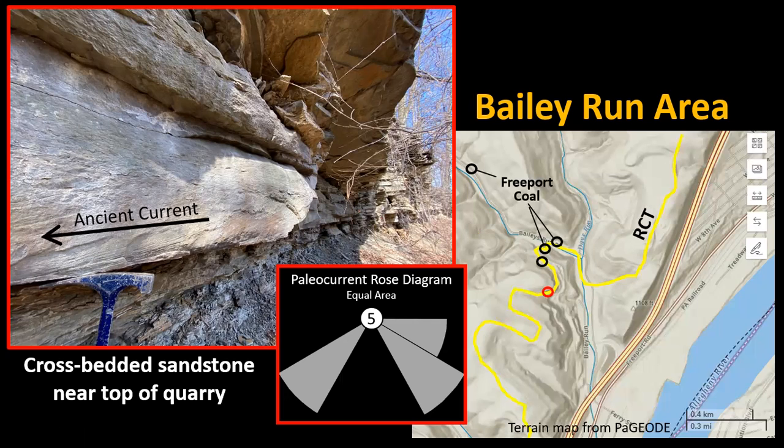There were 5 beds I saw there with cross bedding. I measured them. You can see them reflected in the rose diagram. They're flowing kind of to the south, and they have a couple of different orientations. That could be consistent with shifting tidal currents.